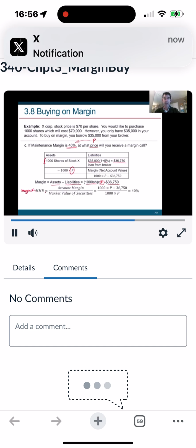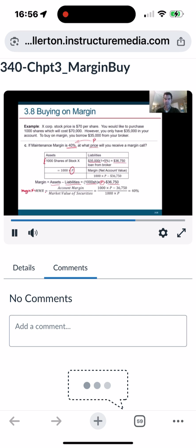And here, I want to know when that margin percent hits the maintenance margin requirement. That's the 40%. How do I calculate margin percent? I take account margin. In this case, it's the formula right here. 1,000P minus 36,750. I divide that by the market value of the securities. How much are the securities worth? Again, I don't know, but I have 1,000 shares and it's P per share. And I want to know when this ratio equals 40%, when it equals that maintenance margin.